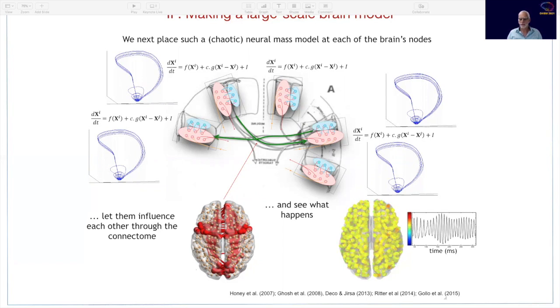So many of you may have heard of work going on by quite a number of us in the field. Chris Honey, Olaf Sporns and I, Gustavo Deco and Viktor Jirsa, Peter Robinson, Petra Ritter, Leonardo Gollo, and many others have been working in this field.